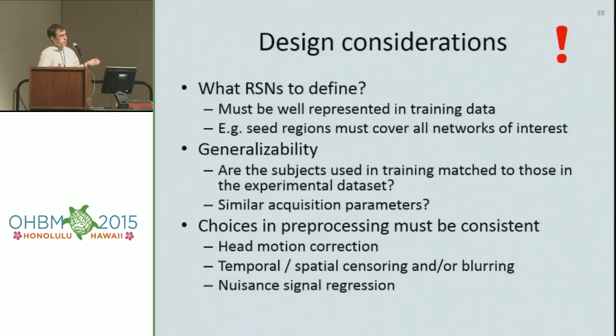So of course, the subjects you use to train the model, you want to be similar to those in your test data set and be acquired with similar parameters and have similar preprocessing. So if we do global signal regression in one data set and then try to classify a data set without, it may not work so well. So we'd want to keep the preprocessing consistent across groups.